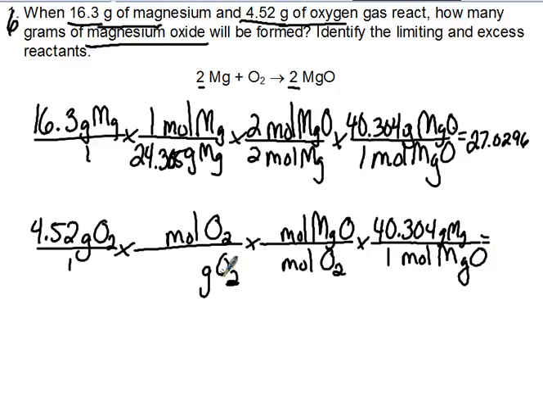So the mass of two oxygens is 31.998. It's in 1 mole. My mole-to-mole ratio, the number in front of oxygen is only 1, and in front of MgO is 2. Multiply the tops, multiply the bottoms, divide the tops by the bottoms, and I get 11.3866. This tells me that I can only produce 11 grams of the magnesium oxide.